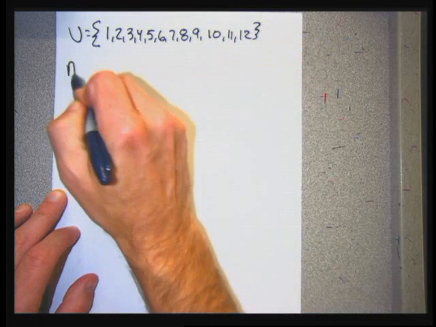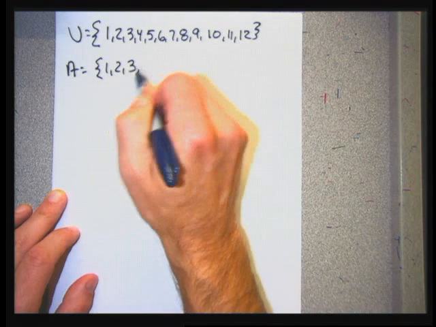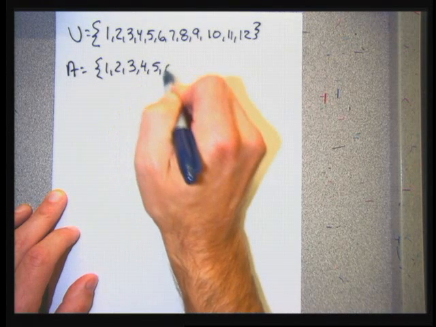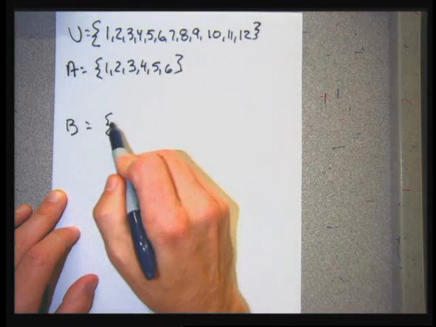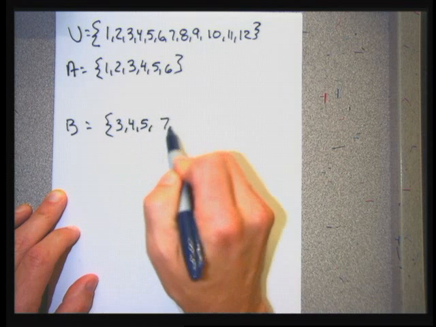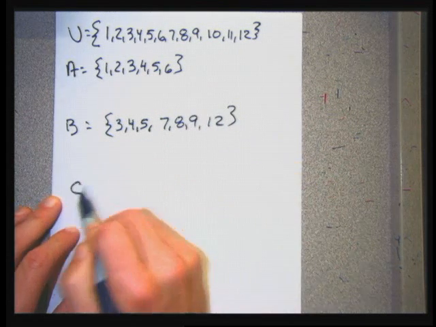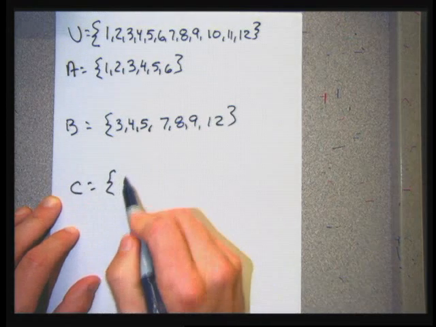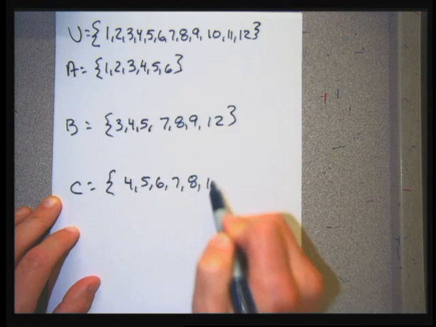The set A is the set 1, 2, 3, 4, 5, and 6. The set B is the set 3, 4, 5, 7, 8, 9, and 12. And the set C is the set 4, 5, 6, 7, 8, and 10.